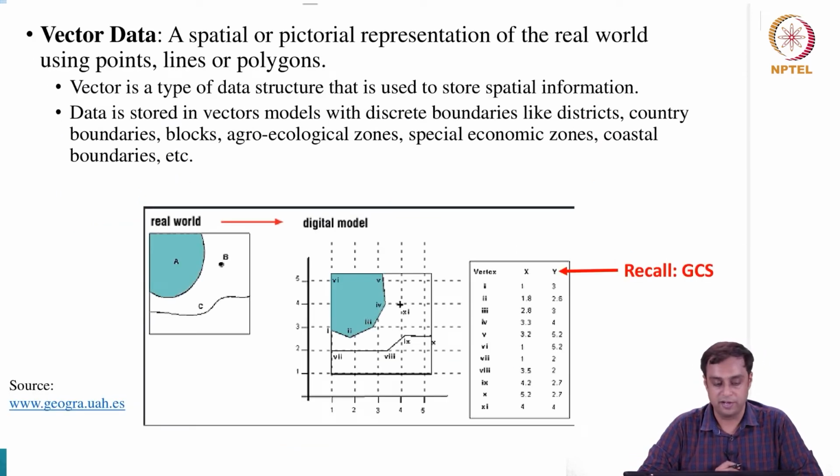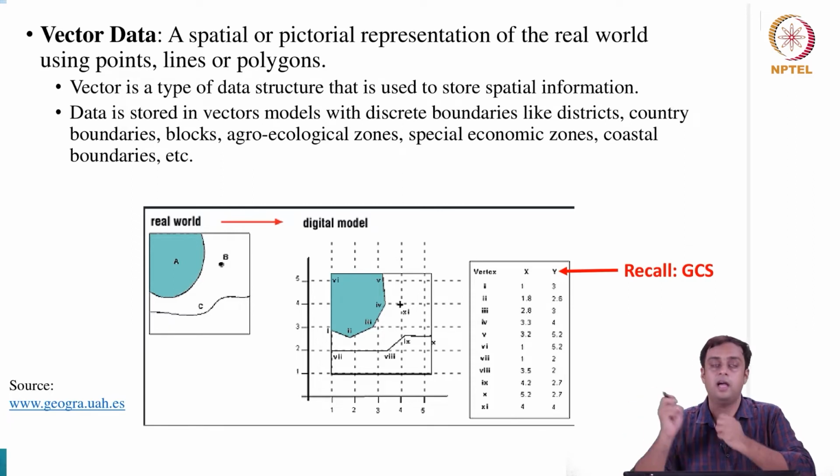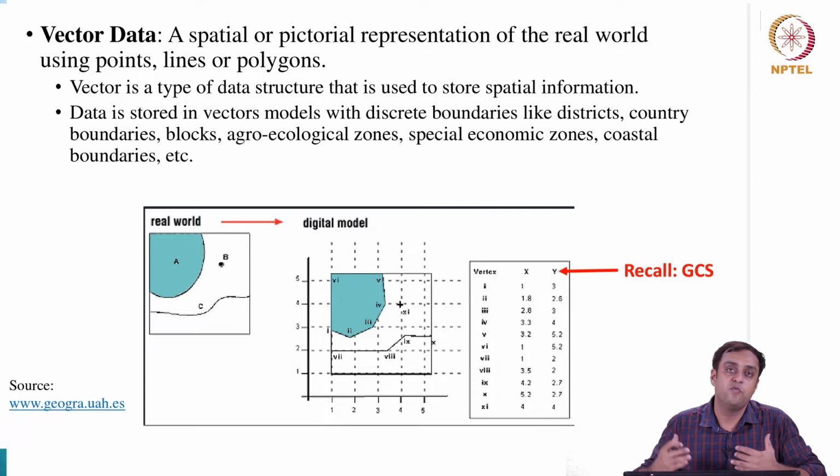The second form of spatial data structure is called vector data. Vector data is a spatial or pictorial representation of the real world using points, lines and polygons. So, you are taking the original pictorial image of the real world scenario that is of interest, and then converting it into structures like lines, polygons and points, and when you visualize those in that format, what you get is vector data.